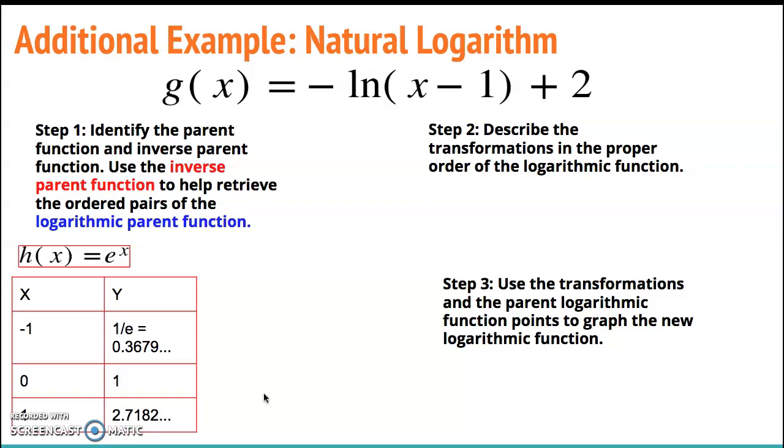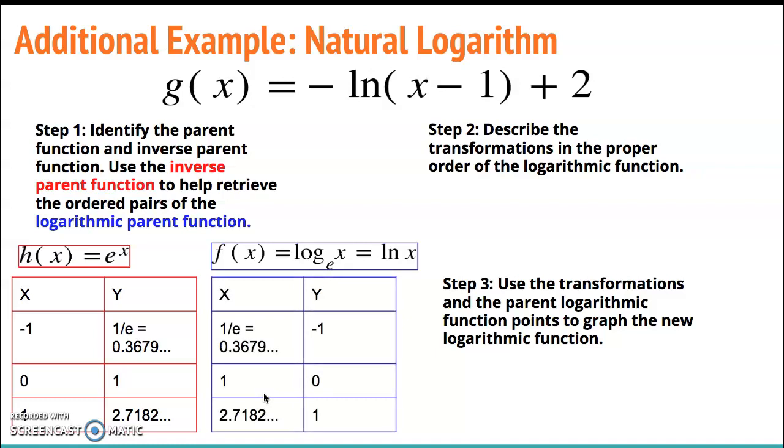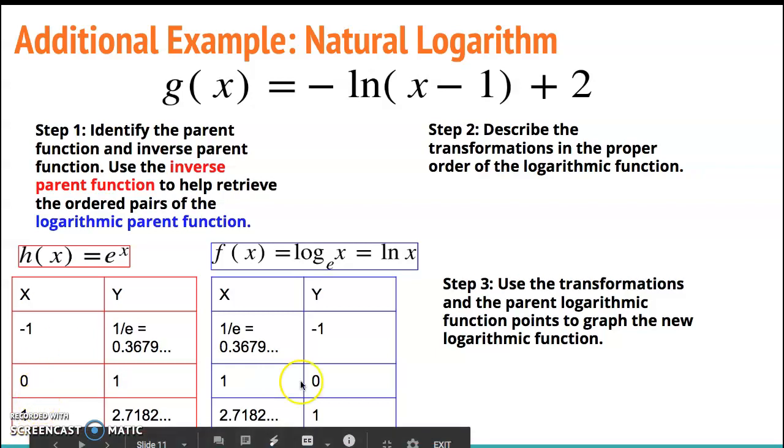So its logarithmic parent function is log base e of x, which is what they condense down to ln of x. And so if we know the ordered pairs for e to the x, then we know that the natural log of x has the reverse of those because they are inverse functions. So the x's and y's will switch. And so now we have these 3 new ordered pairs, and looking at our main non-decimal number here, we have an x-intercept sitting at 1.